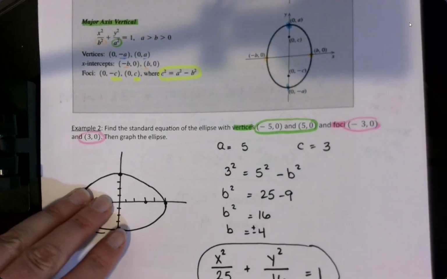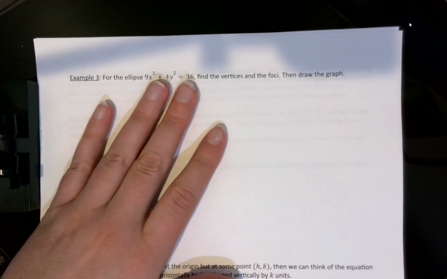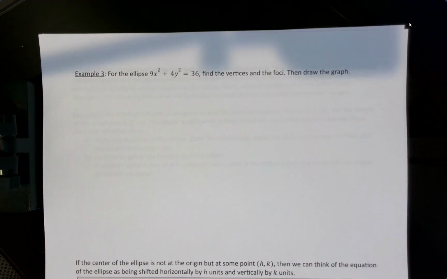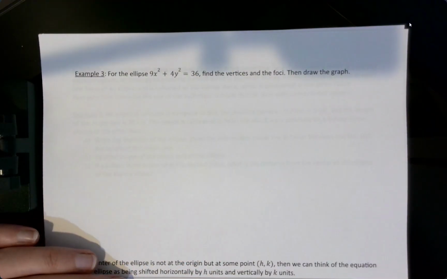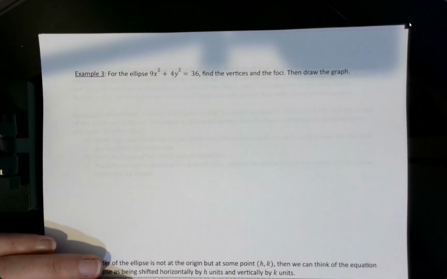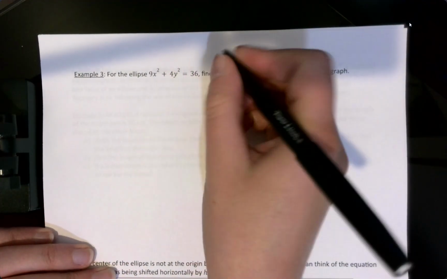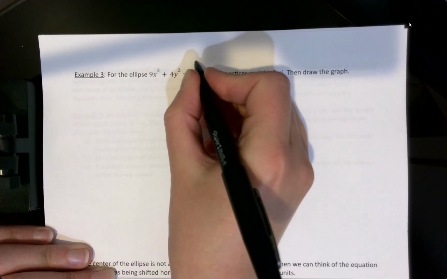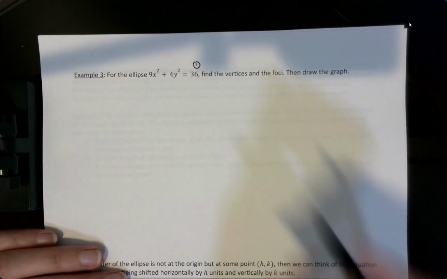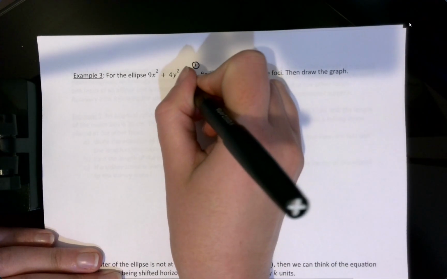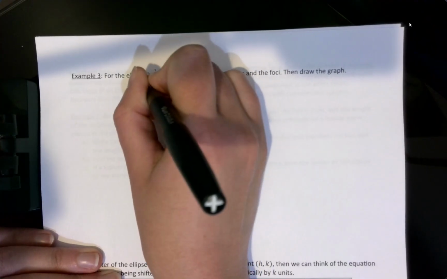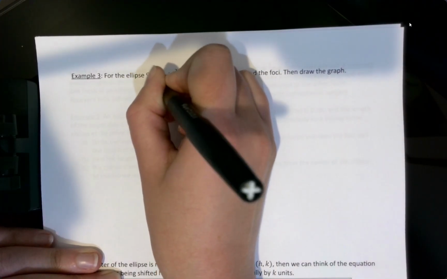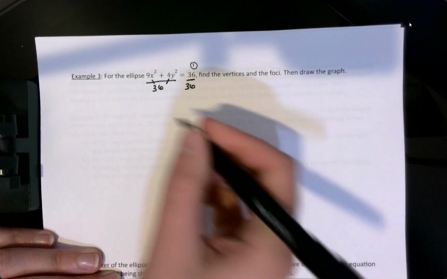All right, so let's take a look at this one right here. Here, the equation is already written for me, and I need to find the vertices and the foci and draw it. It is not in the form that we saw on the previous page. Namely, in the form that we saw on the previous page, we needed to have this equal to 1. So I'm going to divide both sides by 36 here and make sure to distribute this.